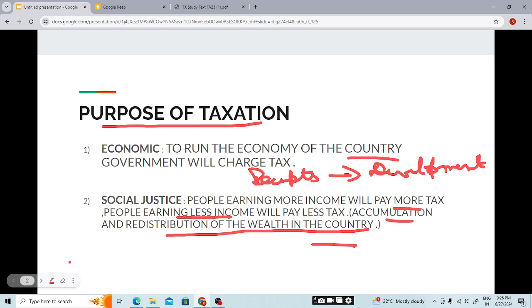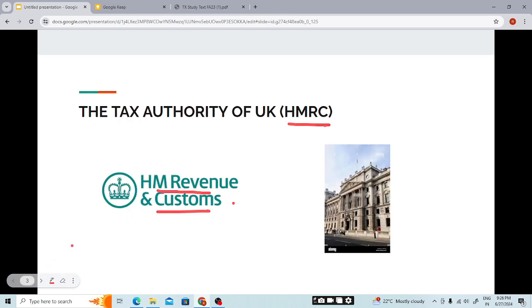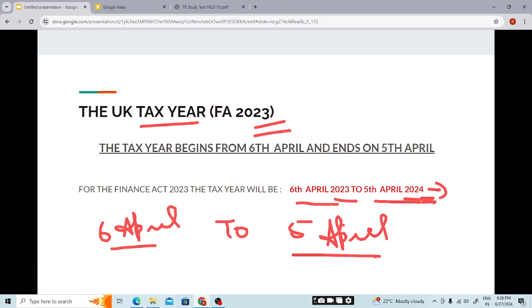We have seen the purpose of taxation, that is to run the economy and for social justice, so that there is redistribution of wealth in the country. Then the tax authority in the UK is HMRC, Her Majesty's Revenue and Customs. Then the tax year we have seen, that is 6th April to 5th April. For the Finance Act of 23, it will be from 23 to 24, and the tax year follows the accounting year.